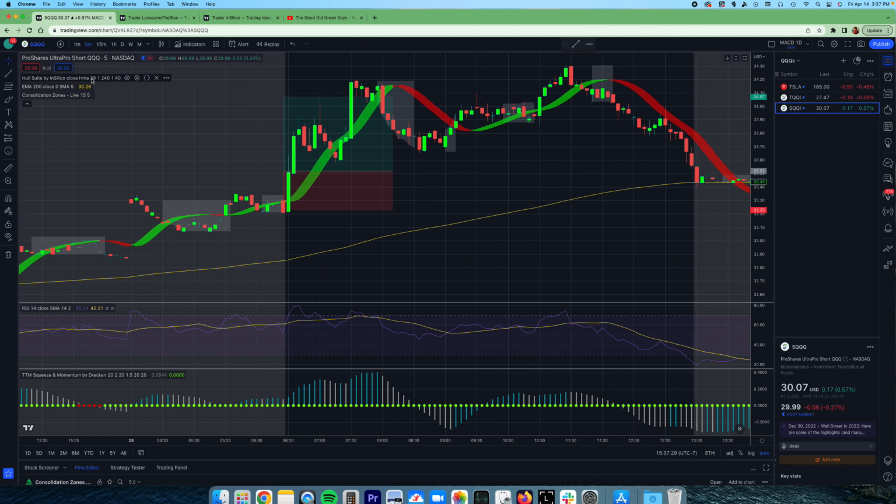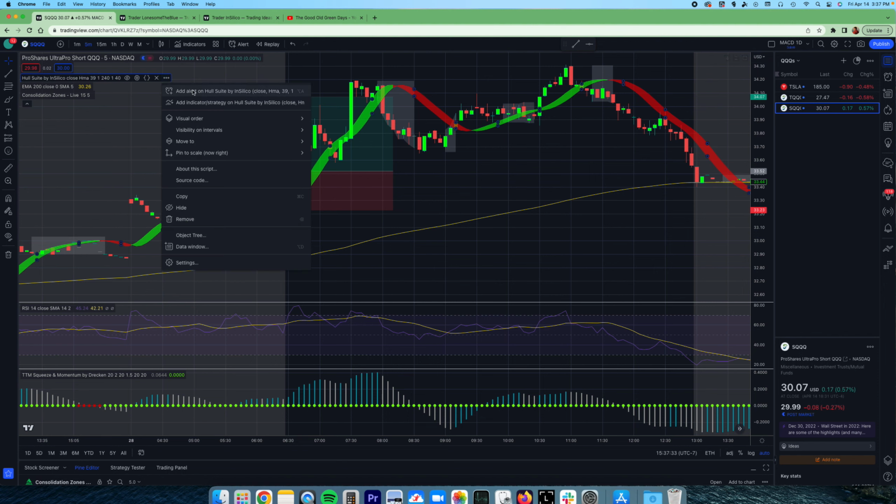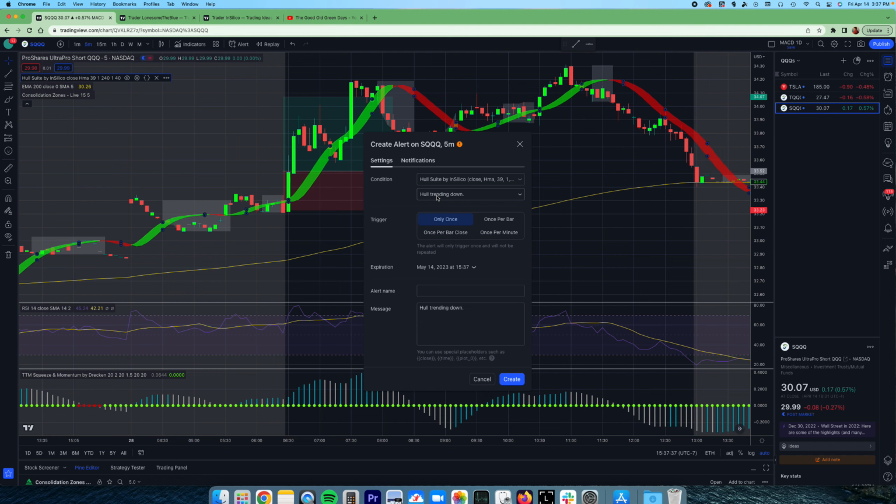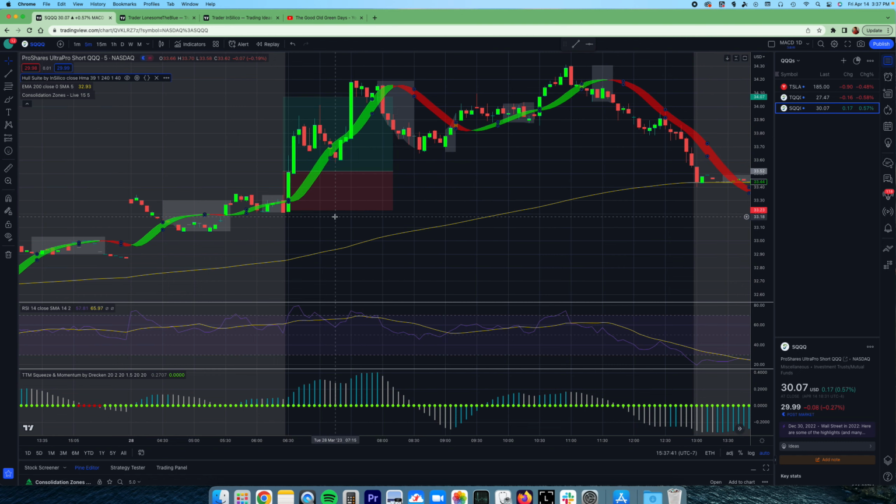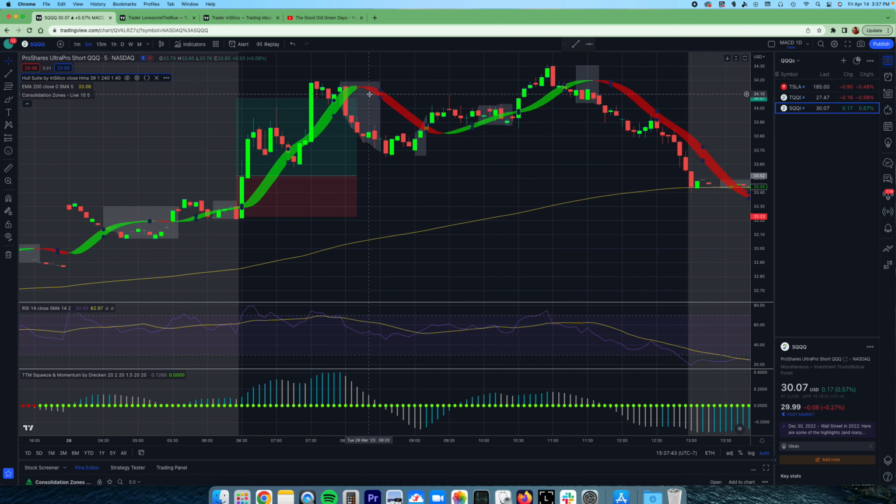And I would set an alert right here. So if you go to Hull Suite, you hit these three little buttons. You do add alert on Hull Suite, and then you do Hull trending down, create, and then I always sell everything when the hull turns red, even just a little bit. And that's pretty much my stop loss. Usually that's around a small loss. Once in a while, it's up to 1%.